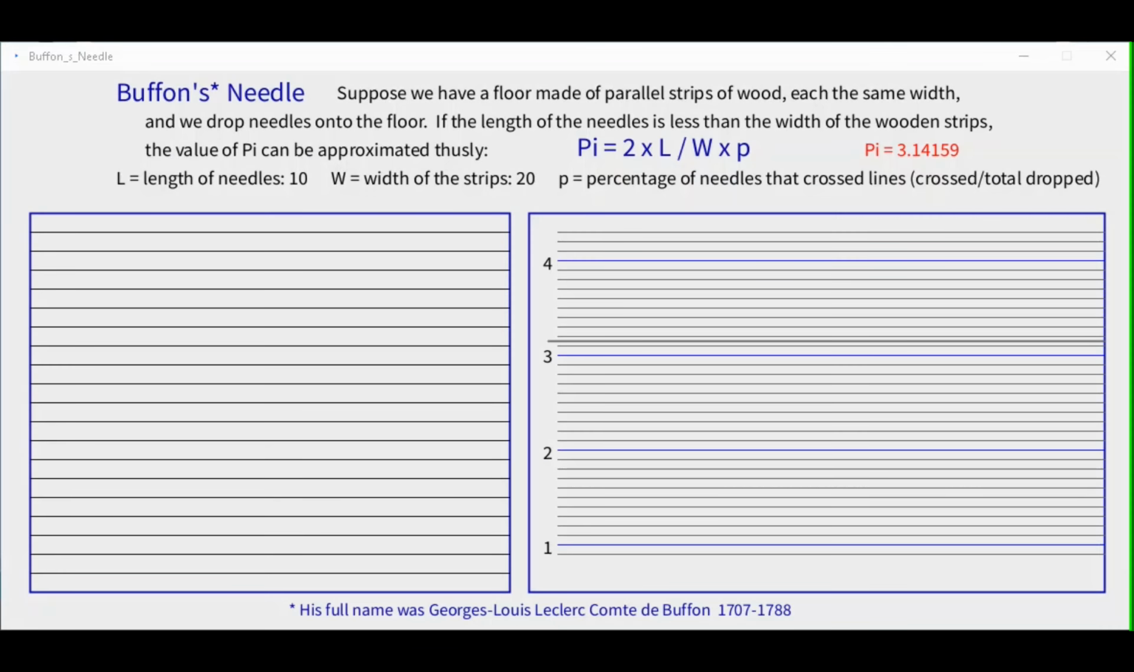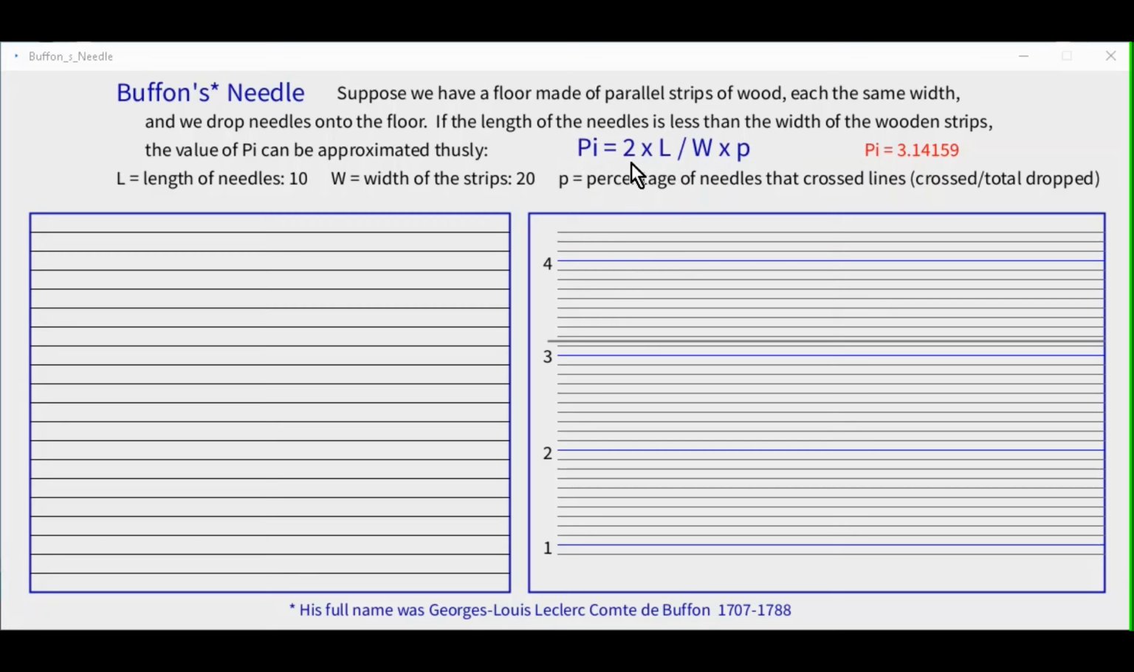So, as Louie explained, Buffon's needle is a problem. And what I've attempted to do in this Java program is to give a graphical demonstration of how the formula that Buffon used, which is an approximation of pi, would be equal to 2 times the length of each needle, and all the needles are 10 pixels in length.